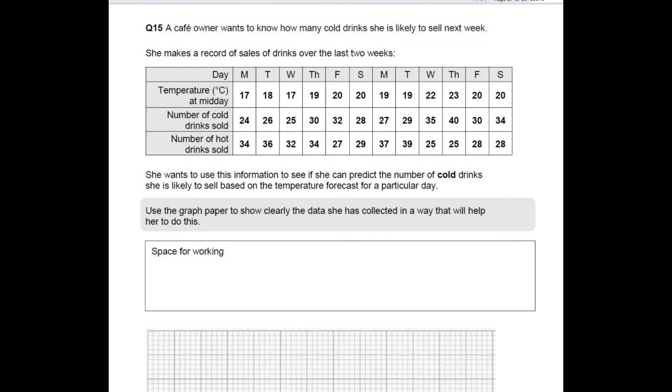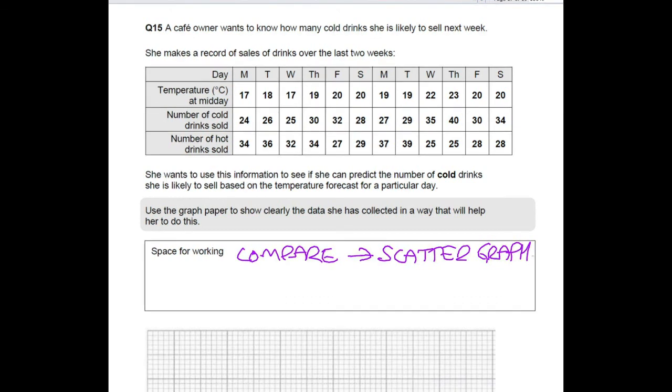So really, to compare things, they're asking us to plot a scatter graph from scratch. So the scatter graph needs a title, axis labels with the cold drinks plotted against the temperatures. Plot the data, and then we can draw our line of best fit to give her a forecast on a particular day.